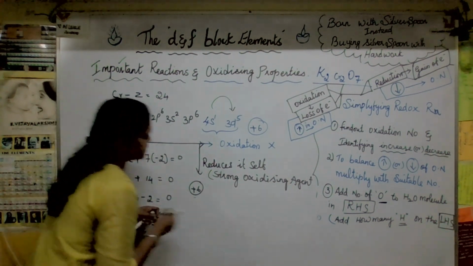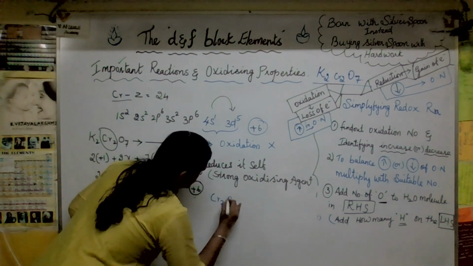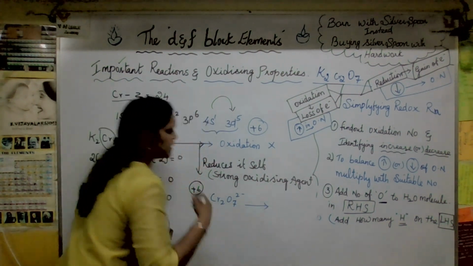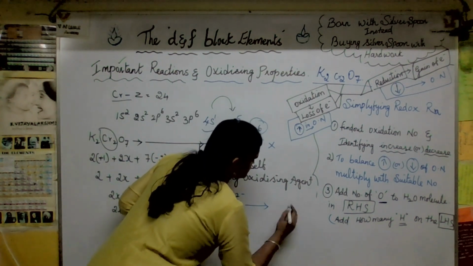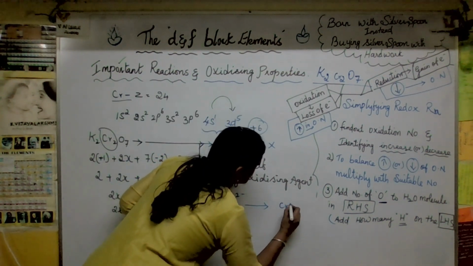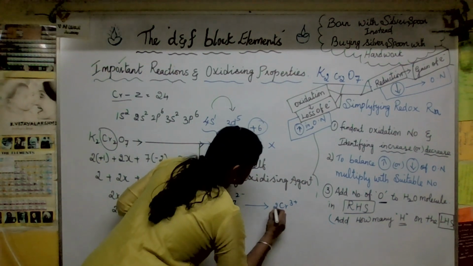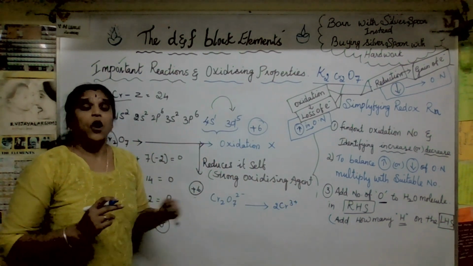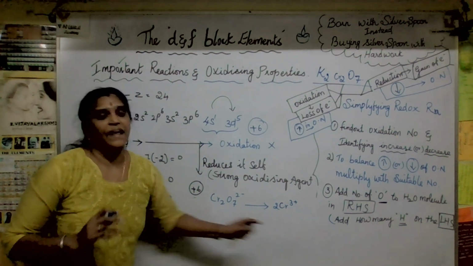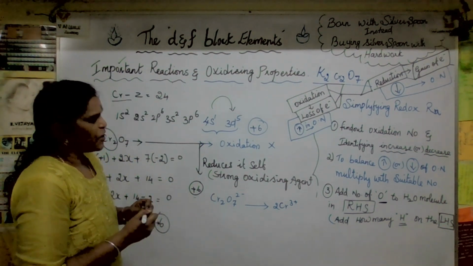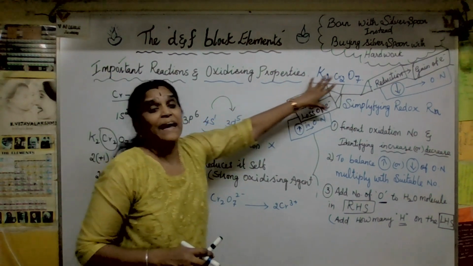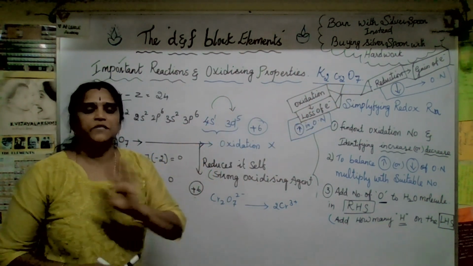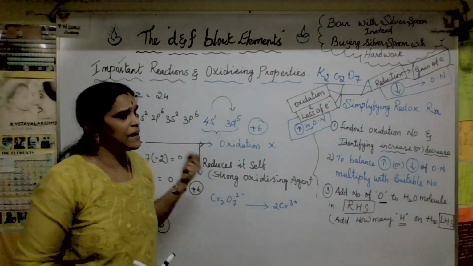Here one point: Cr2O7 2-. It can convert, that means it reduces, to 2Cr3+. Okay, now this is one reaction. Now, how to write a complete reaction for this? First and foremost, I would like to mention a hint for you. Always these hints, tricks and tips will help you to understand in a better way.